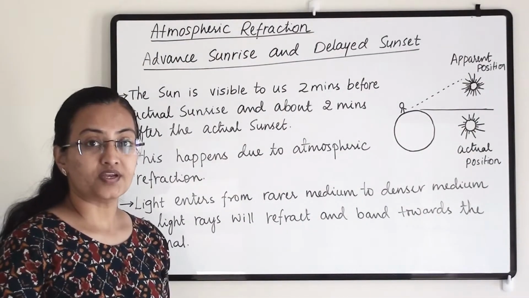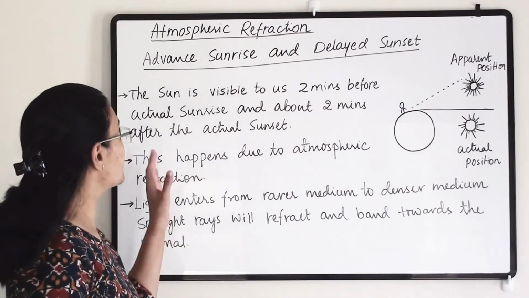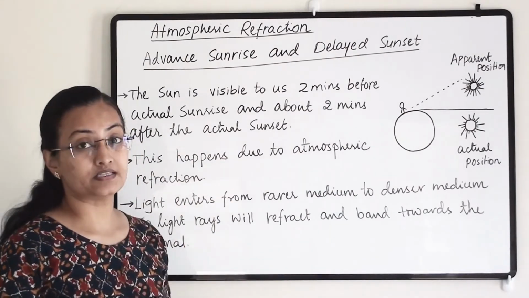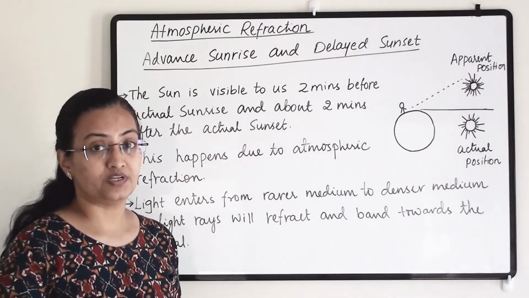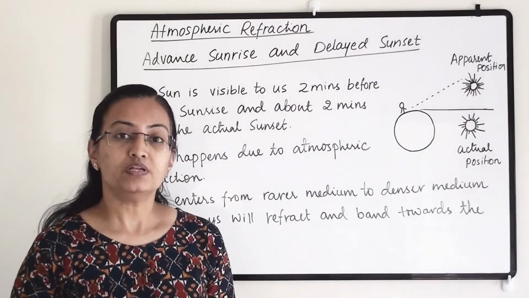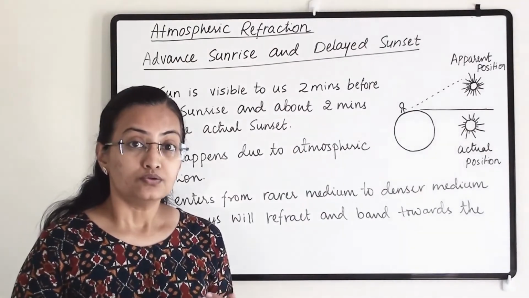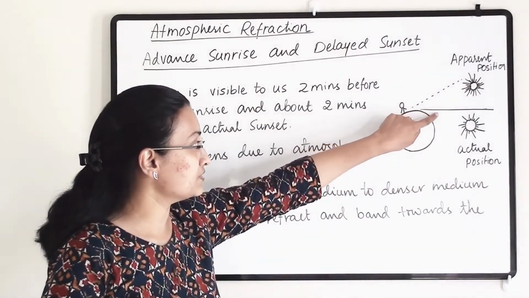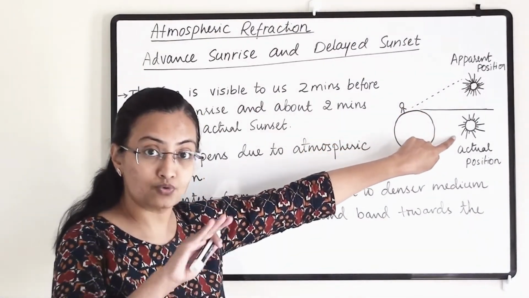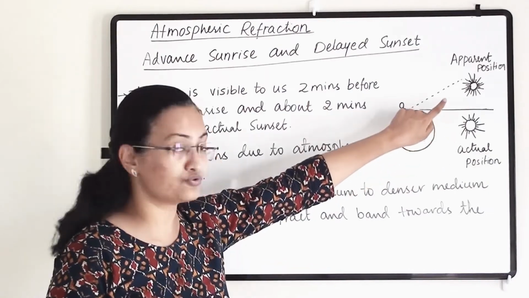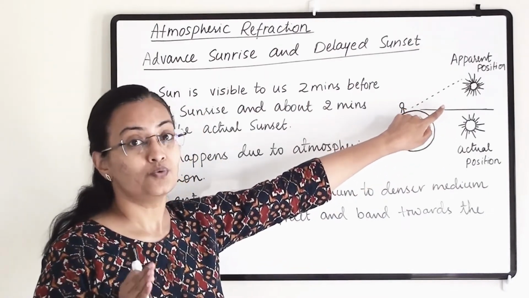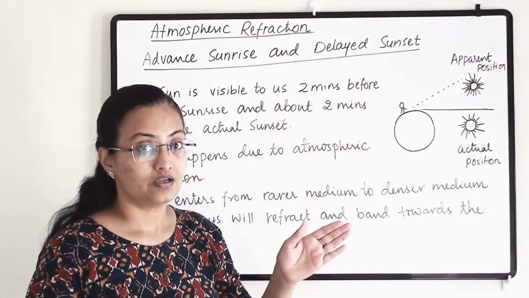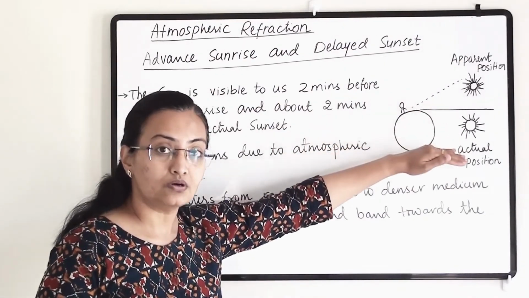Another point in atmospheric refraction is advanced sunrise and delayed sunset. As per this phenomenon, we will be able to see the sun 2 minutes after the sunset. That means if this is the horizon, and the sun has gone past the horizon, even after 2 minutes we'll be able to see the sun even though it is down the horizon.